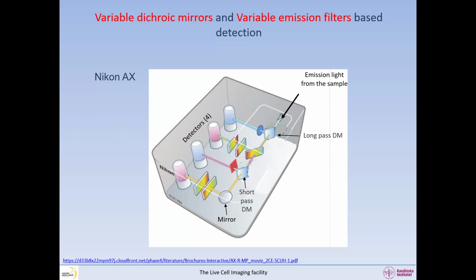Basically, we guide the light with the help of these dichroic mirrors. For the emission light coming from the sample, depending on the wavelength, the longer wavelength will pass through a long-pass dichroic mirror. The shorter wavelength, via a fixed filter, will reach the first detector. Everything else that passed will again encounter these variable dichroic mirrors, which can be moved a few nanometers in one direction or the other.